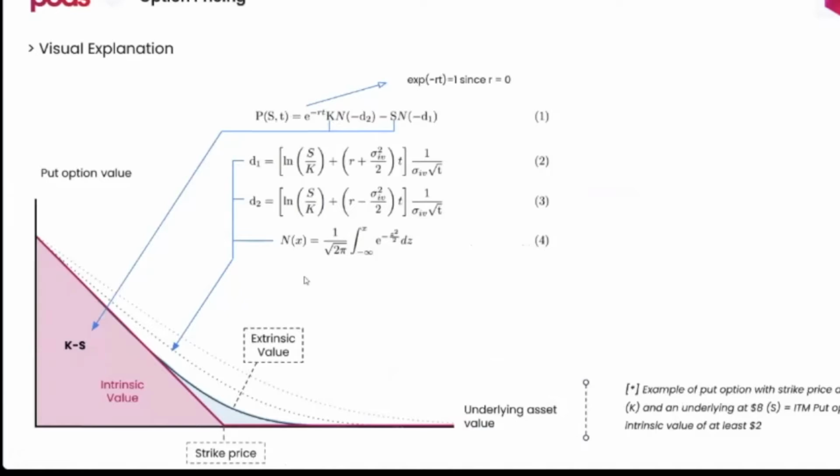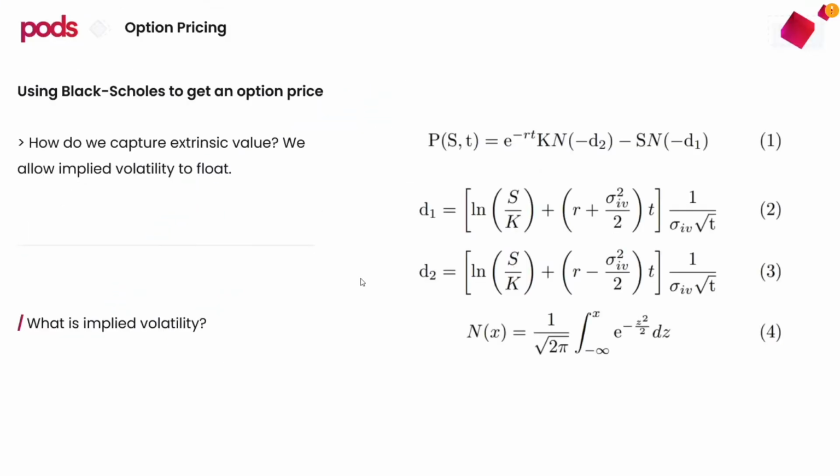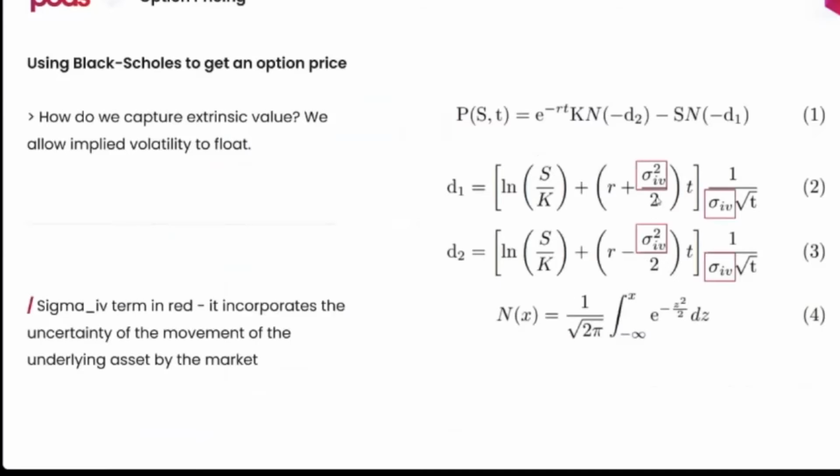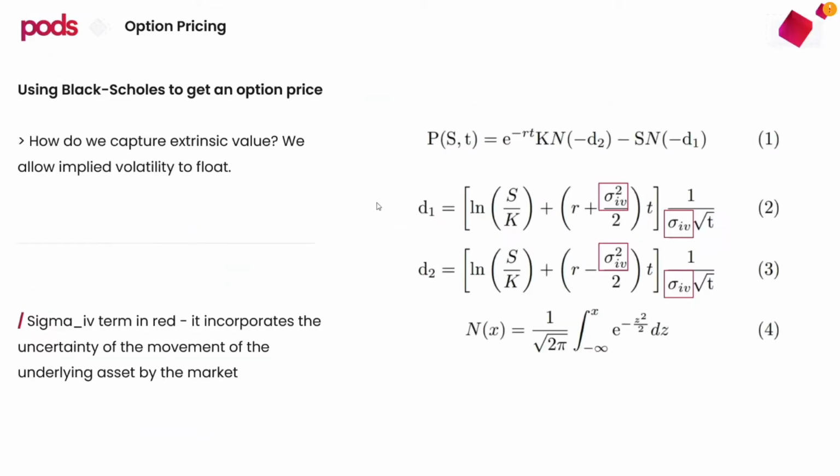And as time goes on, you can see that there are a couple of components, in particular time and sigma. And we're going to talk about those a bit. So what do we do to capture extrinsic value? What we do with our option pricing approach is we allow implied volatility to float. Well, what is implied volatility? Implied volatility is this little term right here, sigma IV. So what does sigma IV incorporate? It incorporates, so to speak, the uncertainty of the movement of the underlying asset.